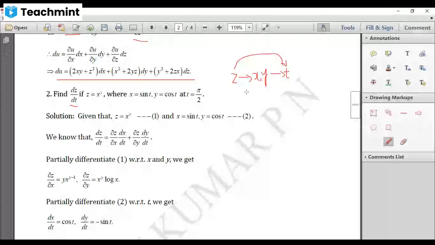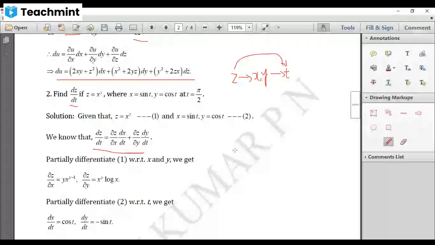So dz by dt is equal to, remember your z is function of two variables, therefore you have to differentiate partially. But whereas x and y are functions of t, so we can differentiate totally. Now, how you are going to differentiate? dz by dt is equal to dou z by dou x into dx by dt plus dou z by dou y into dy by dt. That is the total derivative formula which we have learned.